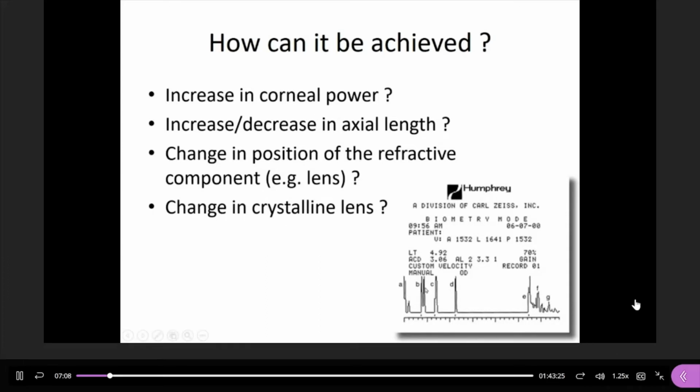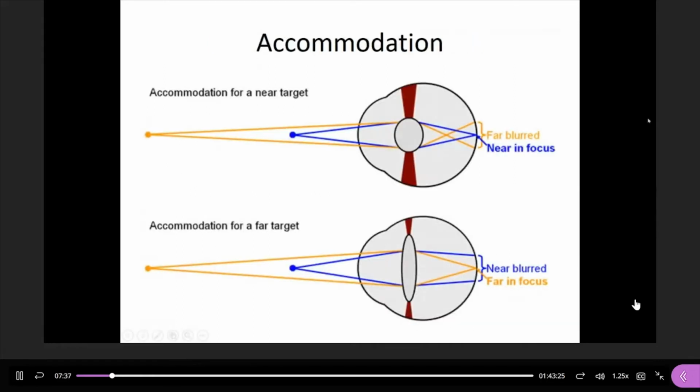I hope you still remember this. From B to C is the anterior chamber depth, from C to D is the lens thickness, and from D to the retina is the VCD, the vitreous chamber depth. Later on, people realized that when you accommodate, the change is primarily caused by the change in the shape of the lens. The lens becomes thicker when people accommodate, just like this diagram.